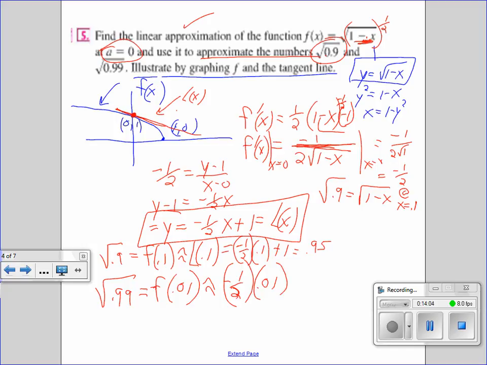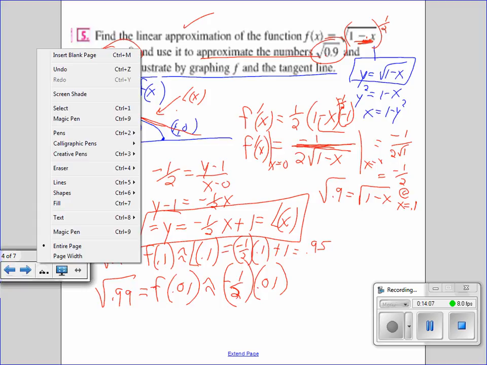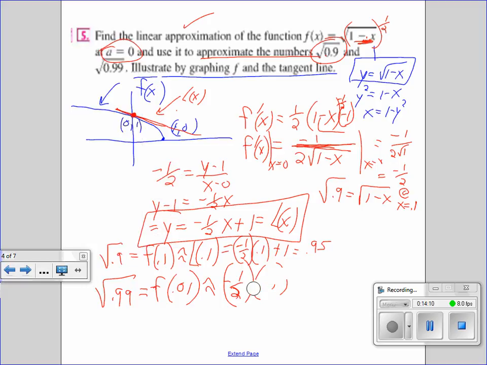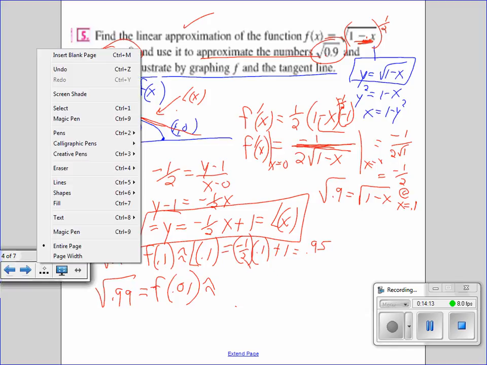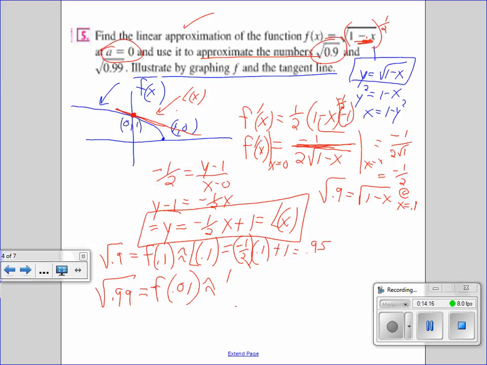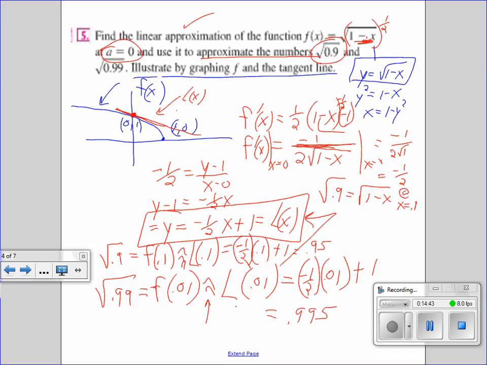Let me not confuse you. Eraser. Pen, see how quick I can get here. That's just the line. Notice the squiggly equal sign. These are not equal. This is an approximation. But that line is equal to -1/2 times 0.01 plus 1. I'm merely plugging into that line. And this is going to be 0.995. Okay? This is going to be 0.95.